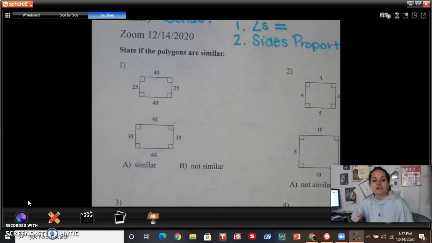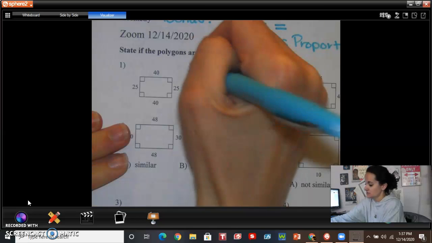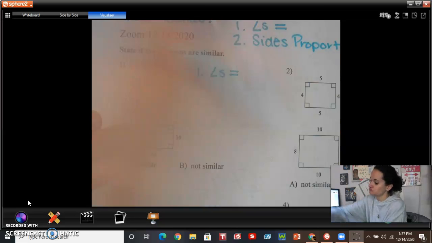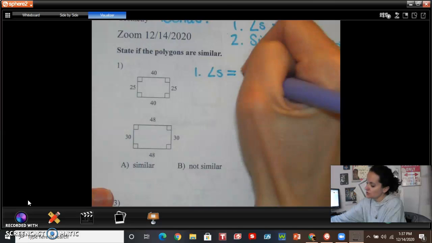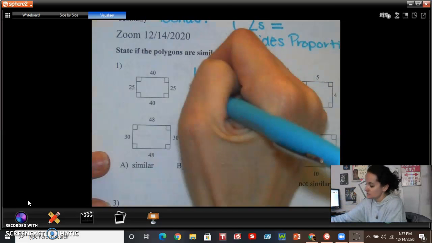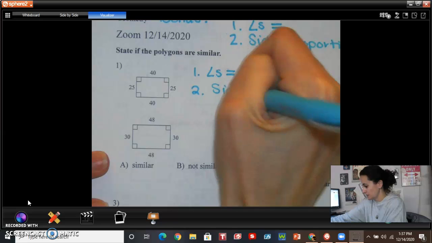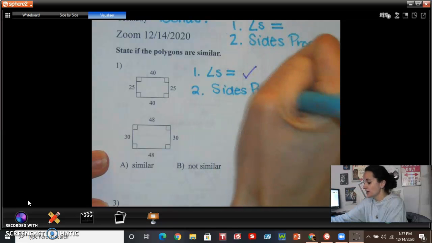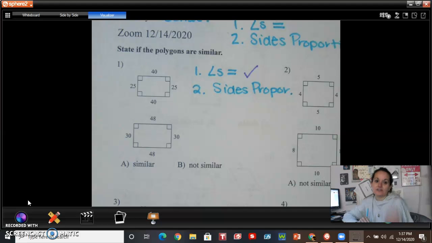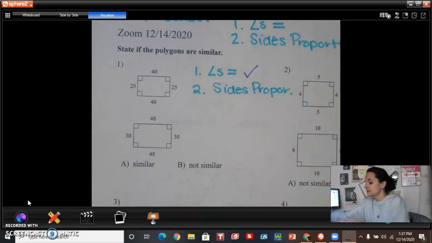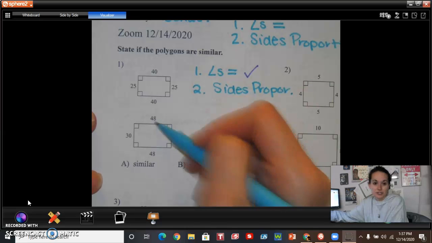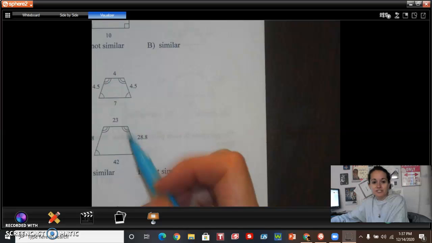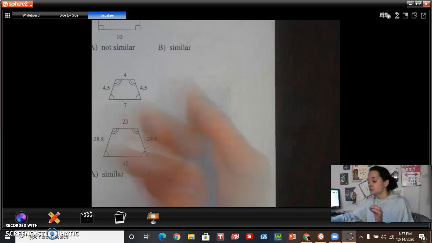When we look at the first one, I notice my angles are all the same. So our angles are matching up. The first thing, angles equal. Check. Now for the second thing, sides proportional. You want to make sure you check every side that you're given. For this one here, we only have 2 different side lengths per figure, but if we look at this one here, we have 3 different side lengths per figure. So you have to make sure you check all of them.